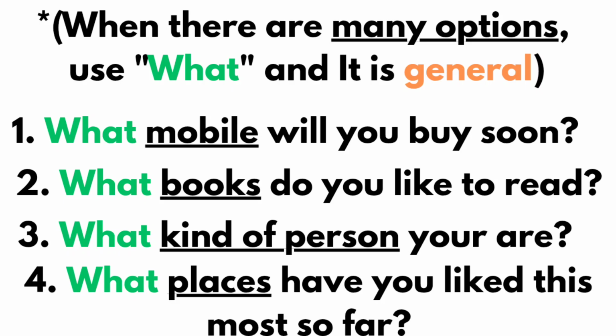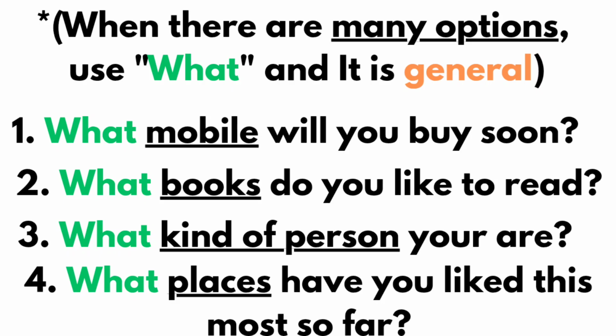What books do you like to read? You want to know what kind of books do you like to read? That's why we use what. Here mobile is a singular countable noun. Books means plural countable. What kind of person are you? Here, kind of person. What kind of person? Here what is an adjective. So in all these examples, what is an adjective.